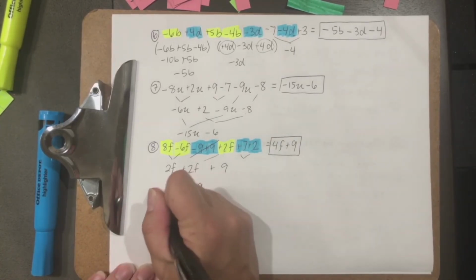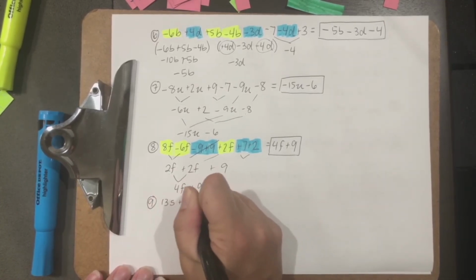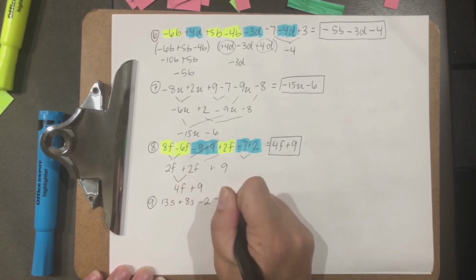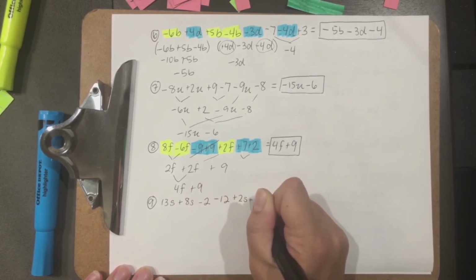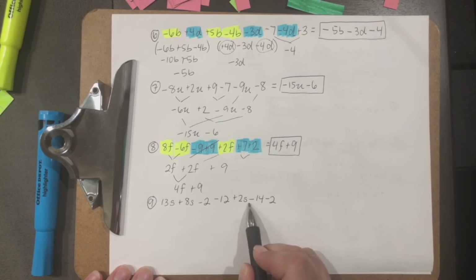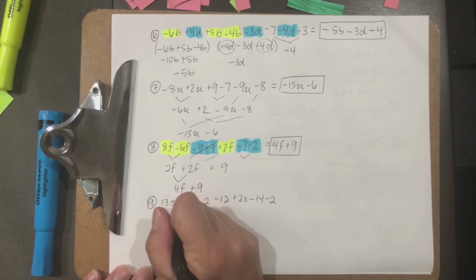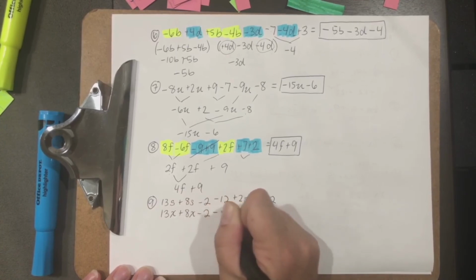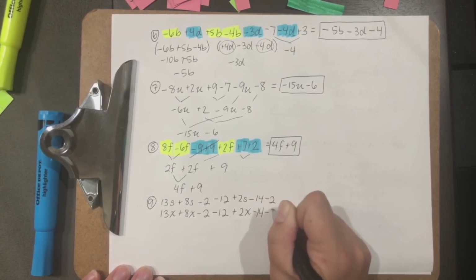All right, let's do number 9. 13s plus 8s minus 2 minus 12 plus 2s minus 14 minus 2. And I don't really like using s's because I can confuse them with 5s. So I'm going to rewrite this as x. 13x plus 8x minus 2 minus 12 plus 2x minus 14 minus 2.